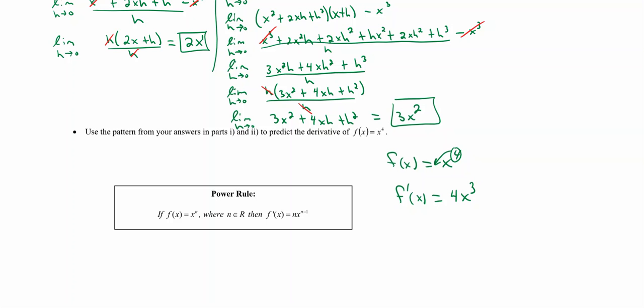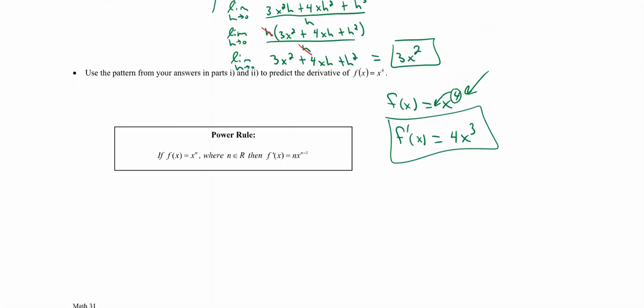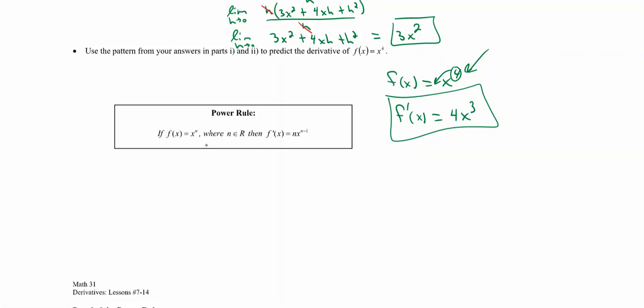Man, that was a lot easier, wasn't it? And that would have been a brutal limit to take, because you would have had to expand that out. So this is going to make life a lot easier. Formally, this is called the power rule. Formally stated, if f of x is equal to x to the power of n, where n is a member of the real numbers, then the derivative is equal to n x to the n minus 1. You see where the n just came out front, and the exponent is now n minus 1. So pretty easy now. We can take derivatives pretty quick.